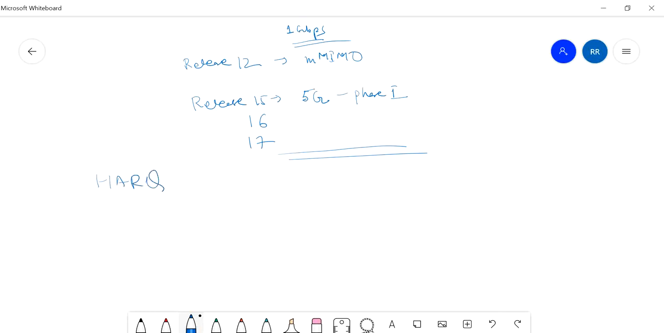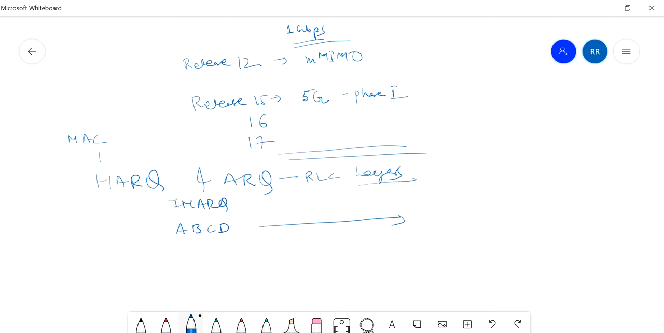One more thing I want to tell here: you must have heard about HARQ and ARQ, right? This is hybrid automatic repeat request and automatic repeat request. In a very broad way, just to make you understand what it basically is. Suppose we are transmitting A, B, C, D, right? First of all, it works on the MAC layer and it works on the RLC layer. Just remember these things.